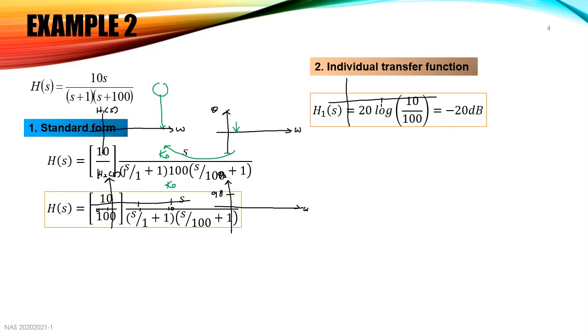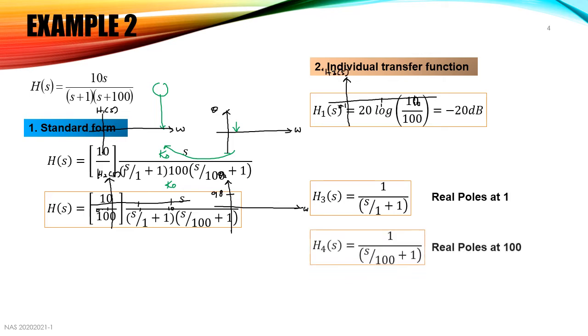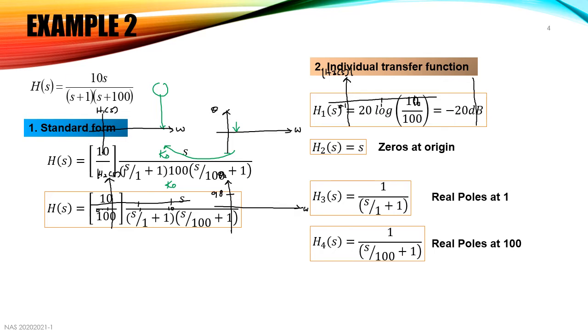And then move on to the next, s on top. There's no bracket, so you know it is zeros at origin. Sorry, supposed to be zeros at origin. The transfer function for this component is H2(s) equal to s, followed by the third component. You have poles at 1, so real poles at 1. Although it is crossing at 1, it is not equal to poles at origin, because when you have poles at origin, the equation will be 1 over s only. Next you have the fourth component, s divided by 100, so you have poles at 100.